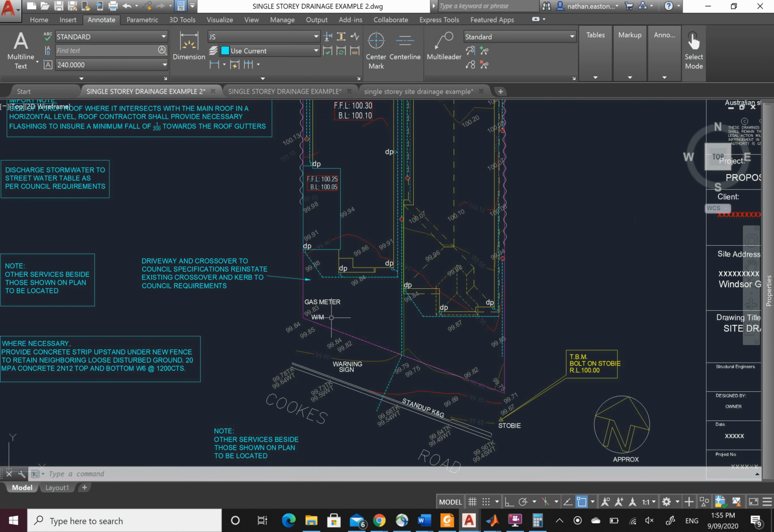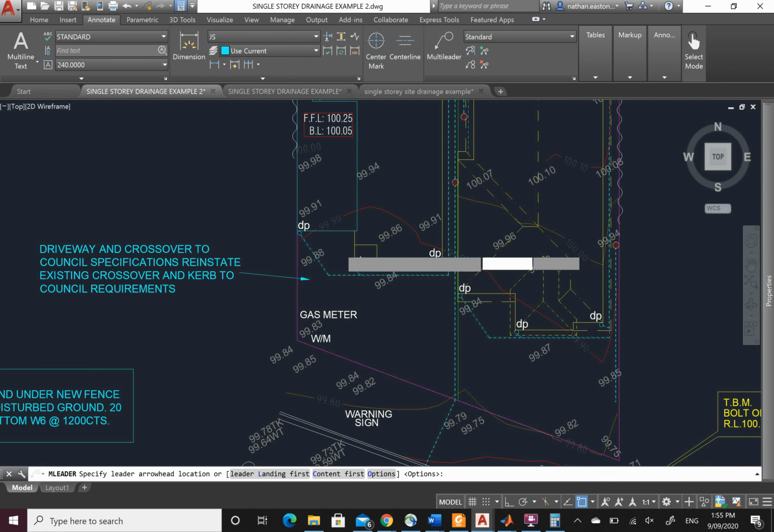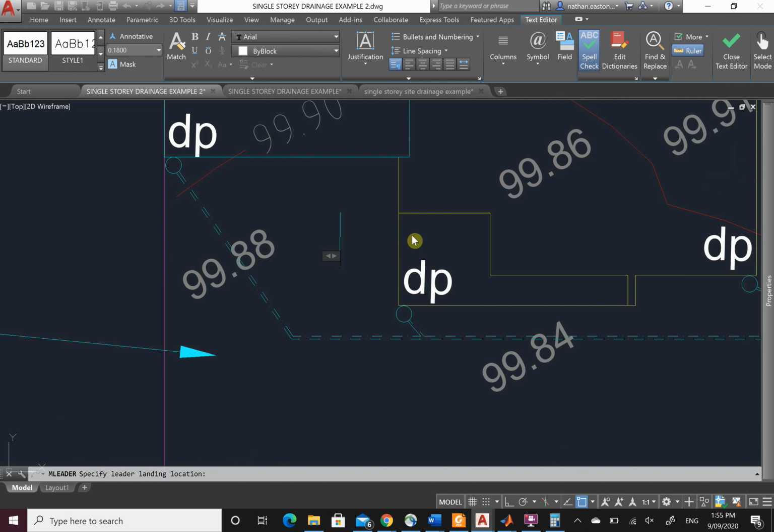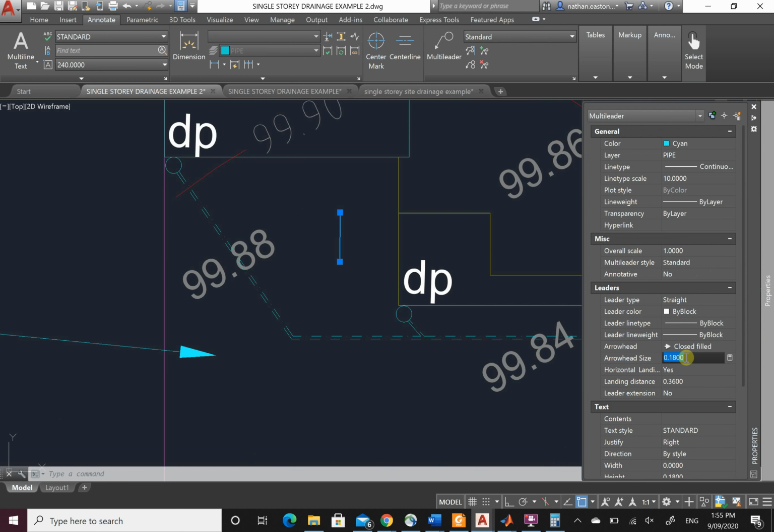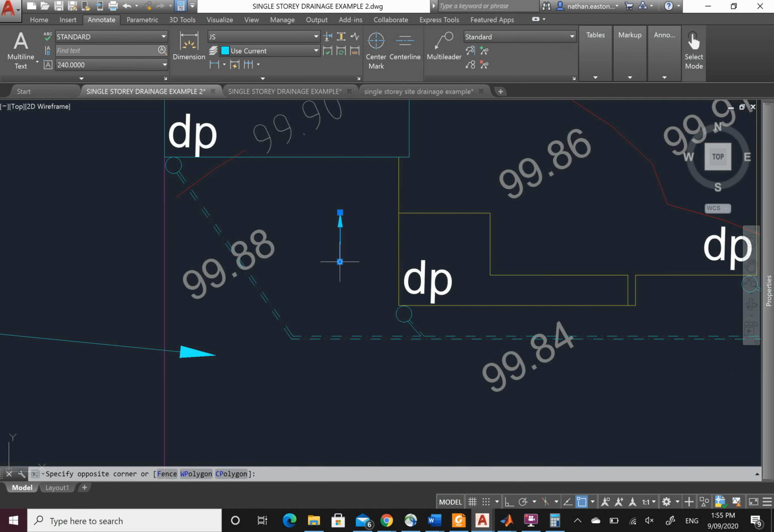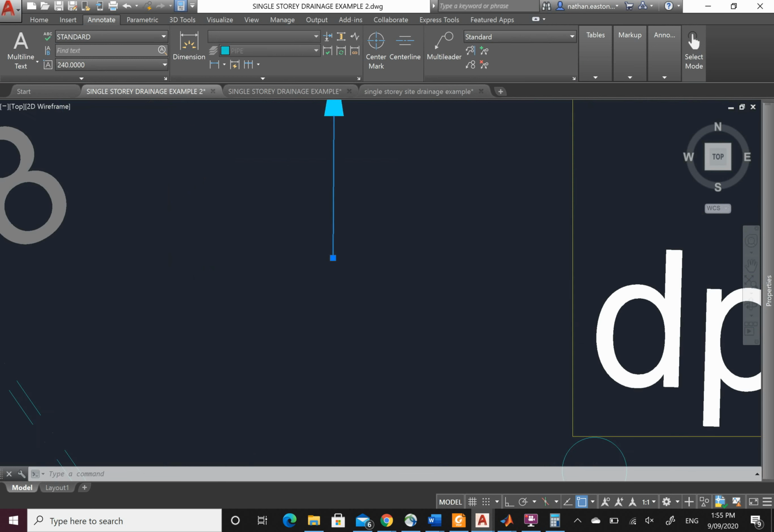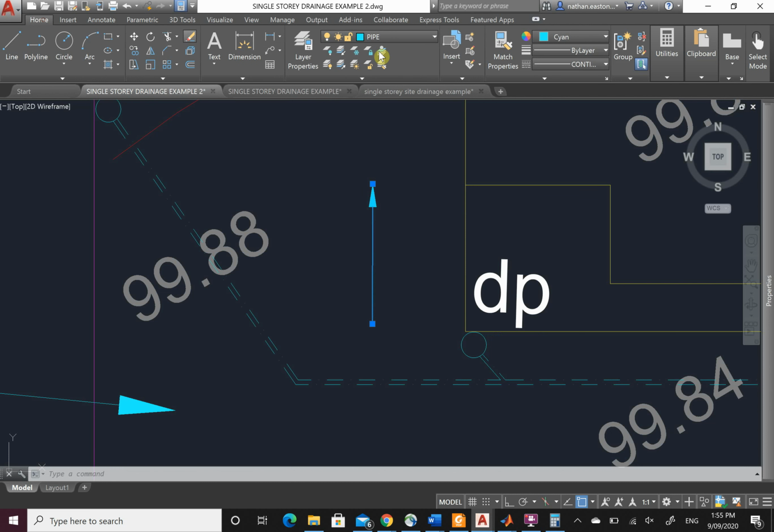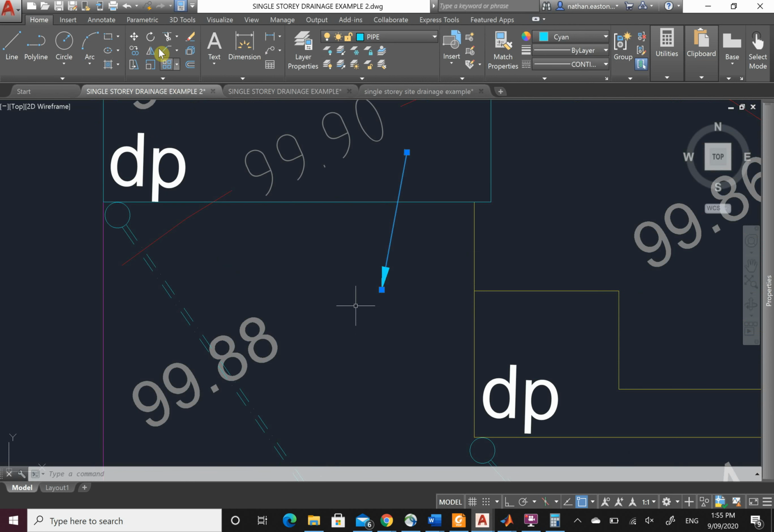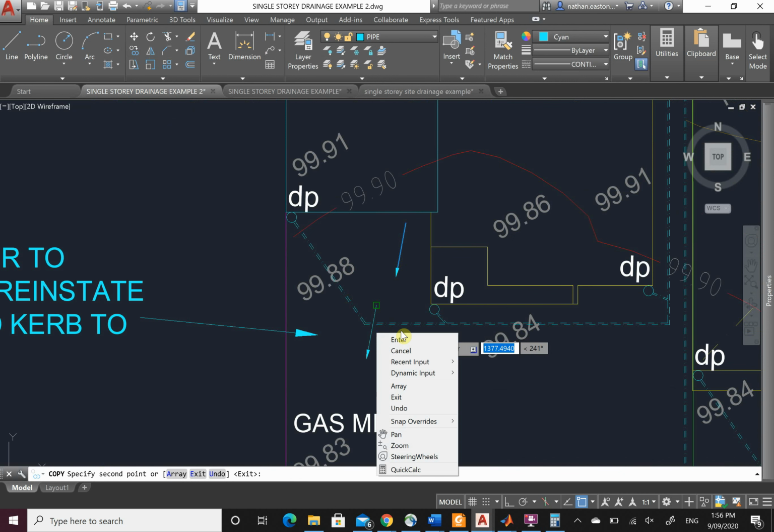Okay, so obviously we have a driveway sitting in here. So the other thing we might have to do is draw some lines or some leaders through here. Change the property of this to be 50, that's not big enough. 200, that's okay. Stretch this here out a little bit. All I'm doing here is I'm going to illustrate the fall of the driveway. So just drawing in these lines, or these arrows here, to show, hey, the driveway falls downwards.